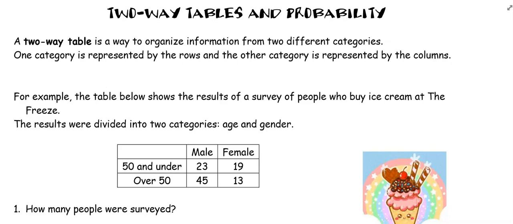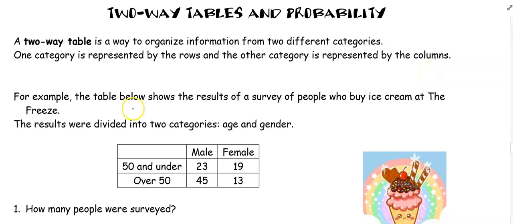Hello, we are moving on to two-way tables. These aren't as bad. I think that these kind of intuitively make sense to some, so hopefully two-way tables are seen a lot on standardized tests. A two-way table is a way to organize information from two different categories. One category is represented by rows and the other category is represented by columns.